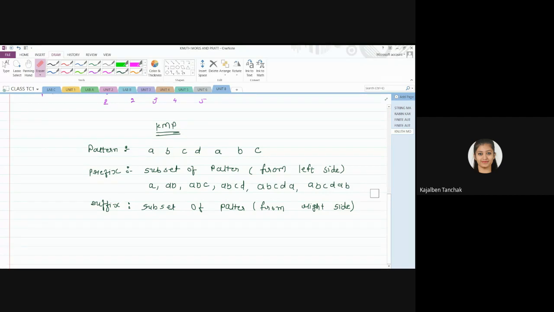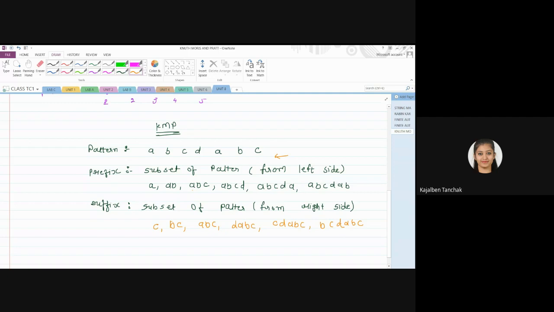Now what will we do for the suffix? We count from the right hand side, from the last character. C can be a suffix. Then we write not CB, we write it as BC. So you have to remember this. We write C, then BC, then ABC, then DABC, then CDABC, then BCDABC. ABCDABC is not a suffix.